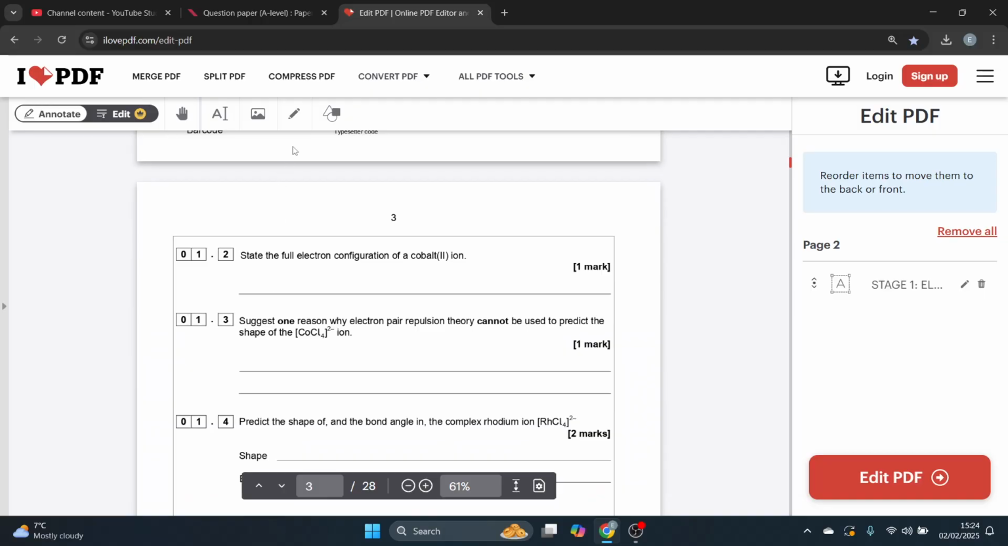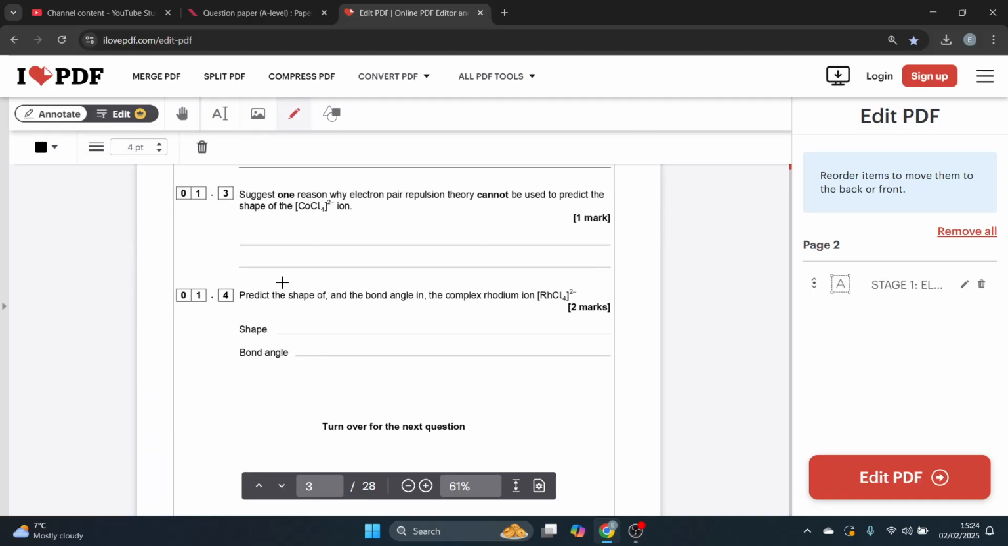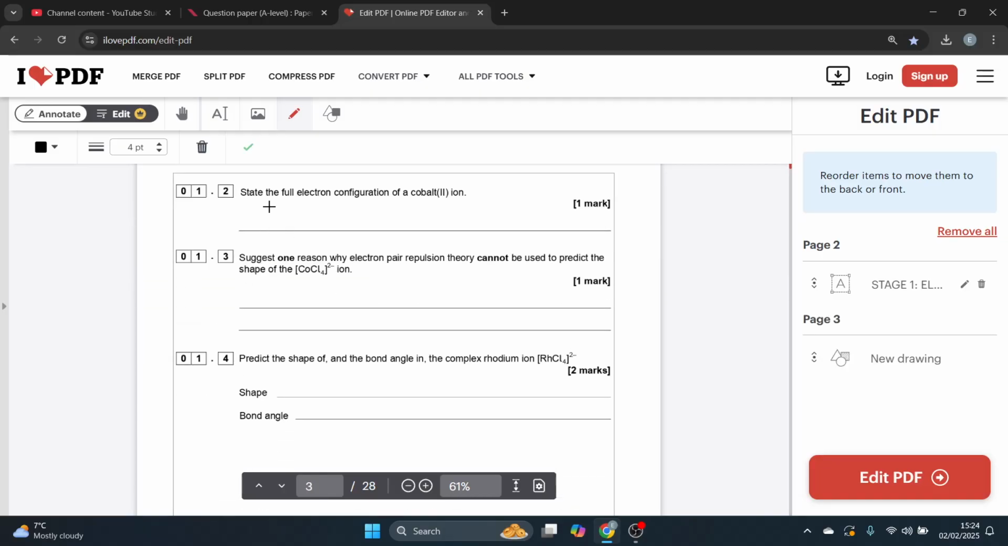Give the full electron configuration of the cobalt 2+ ion. 1s2, 2s2, 2p6, 3s2, 3p6, 3d7.